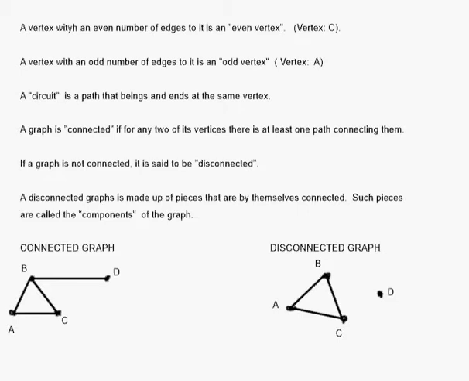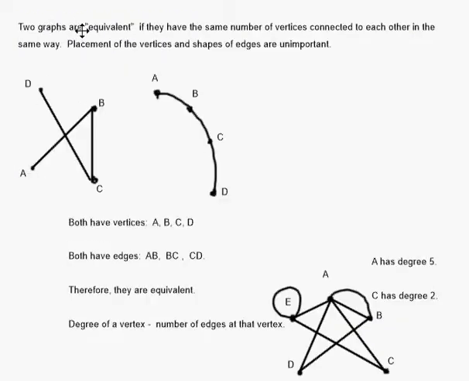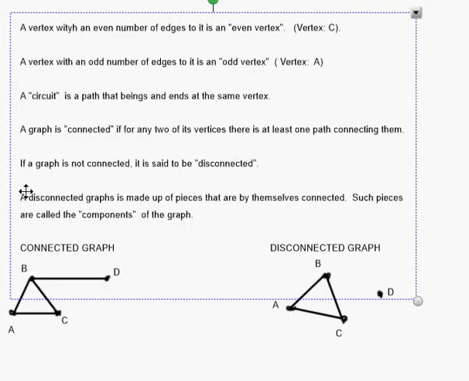A vertex with an even number of edges to it is an even vertex, such as vertex C from the previous graph. A vertex with an odd number of edges to it is an odd vertex, such as vertex A from the previous graph. A circuit is a path that begins and ends at the same vertex.